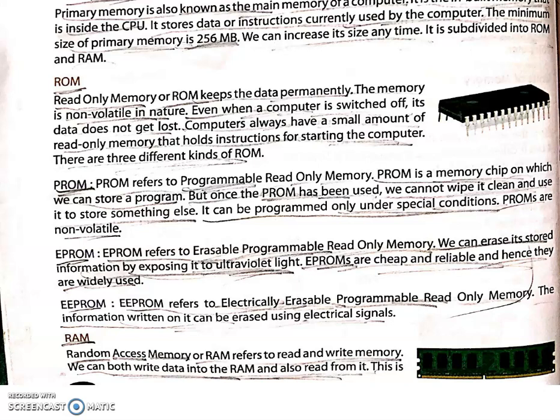EEPROM refers to electrically erasable programmable read-only memory. Now the information written on it can be erased using electrical signals. For erasing this information in an EPROM you use ultraviolet light, and for this EEPROM you use electrical signals.